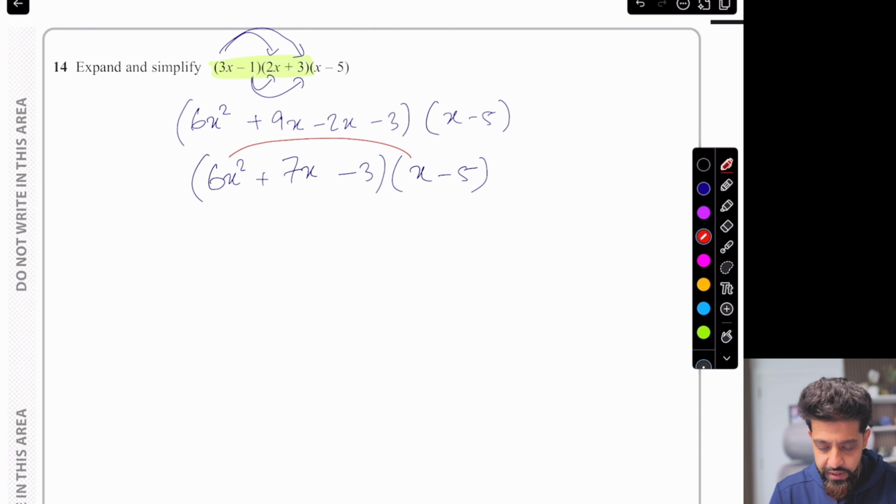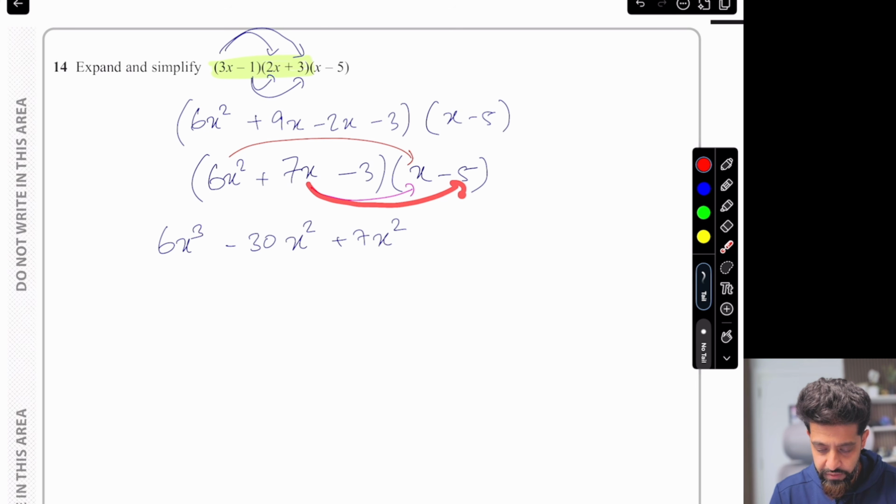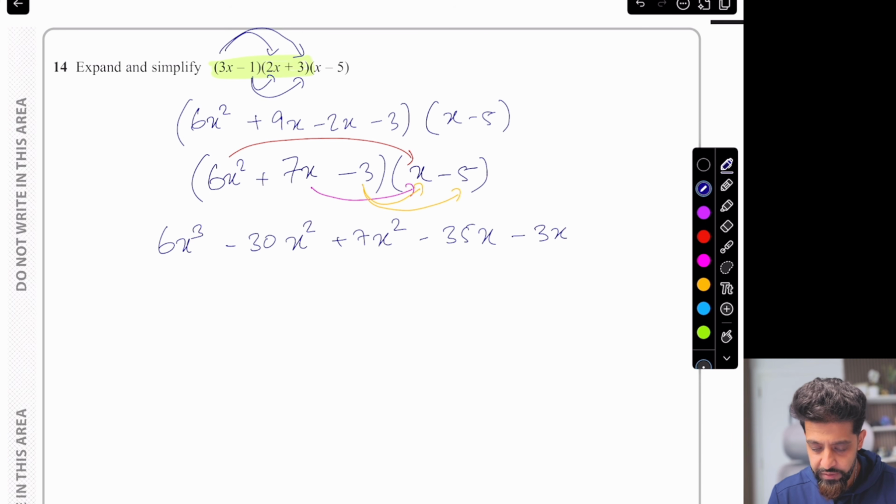Now we have to multiply 6x times x, and that gives us 6x cubed. We're going to do 6x times minus 5, which is minus 30x squared. And then we're going to do 7 times x, which is plus 7x squared. And 7x times minus 5, minus 35x. And finally, we're going to do minus 3 times x and minus 3 times minus 5. So minus 3 times x is minus 3x, minus 3 times minus 5 is positive 15.